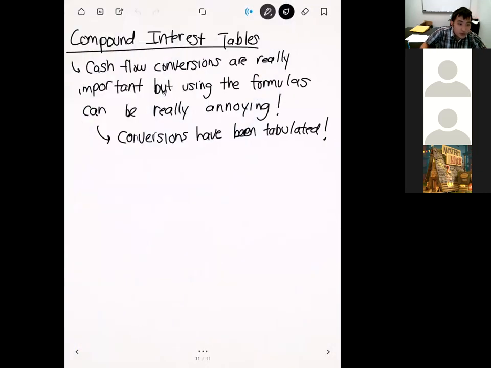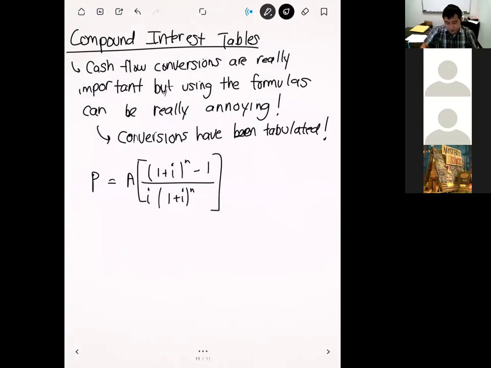And so from the previous example, we know that we have the formula P is equal to A times (1 plus I)^n minus 1, all divided by I times (1 plus I)^n, okay? Right. And so this isn't even the worst one, because it's not one of the gradient ones, but it's still pretty annoying to do.